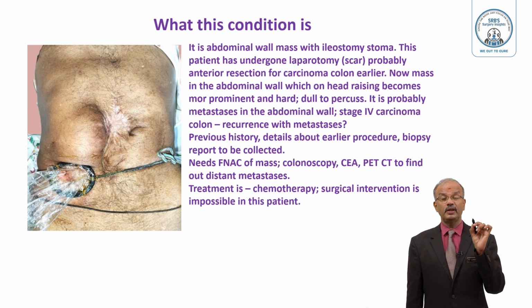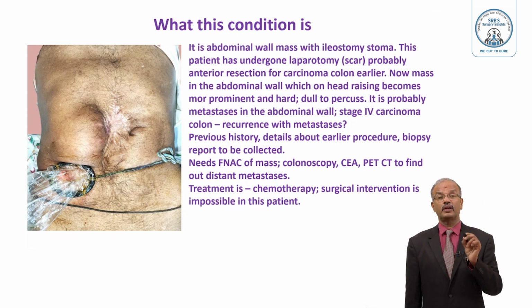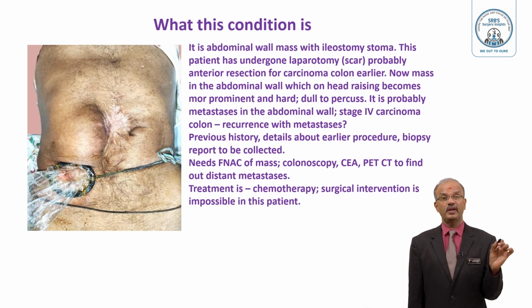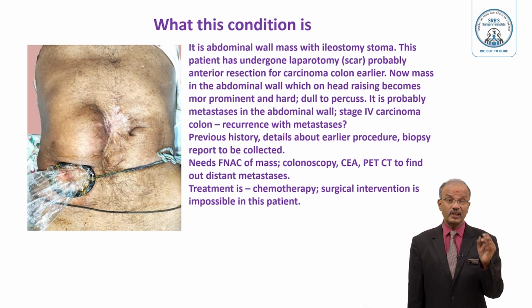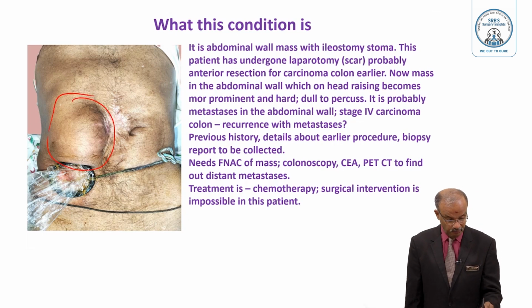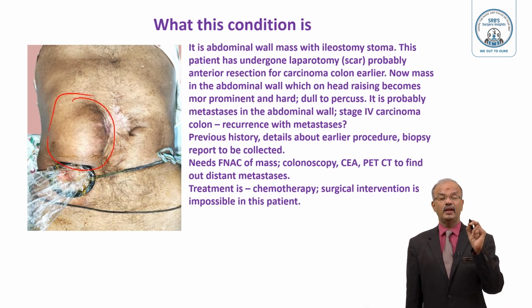Probably this patient, you can look at the scar, has undergone laparotomy, probably has undergone resection in the colon. Probably we presume that anterior resection for rectosigmoid growth, and ileostomy was done as a diversion. And eventually, of course, the patient might have had adjuvant therapy like chemotherapy, but later there is a recurrence. See that? Probably there is a recurrence, and probably in the abdominal wall.